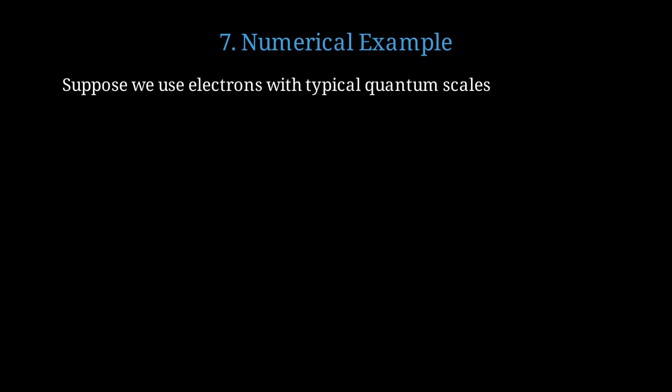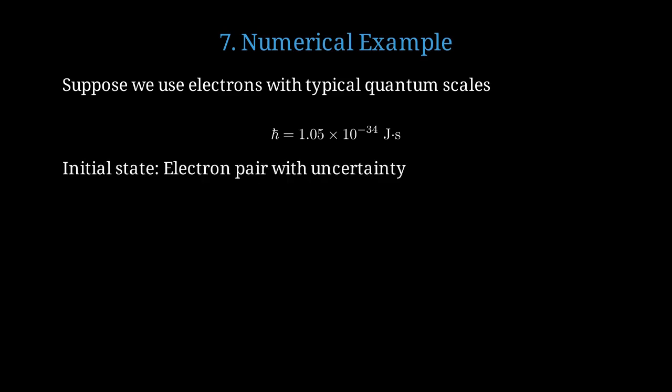Let's work through a concrete numerical example to make this clearer. Suppose we use electrons with typical quantum scales for our experiment. Planck's reduced constant h bar equals 1.05 times 10 to the negative 34 joule seconds. Initially, both electrons have some uncertainty in position and momentum. Let's say the initial position uncertainty is about 10 to the negative 10 meters, roughly atomic scale. The initial momentum uncertainty is h bar over 2 delta x, which gives about 5 times 10 to the negative 25 kilograms meters per second.